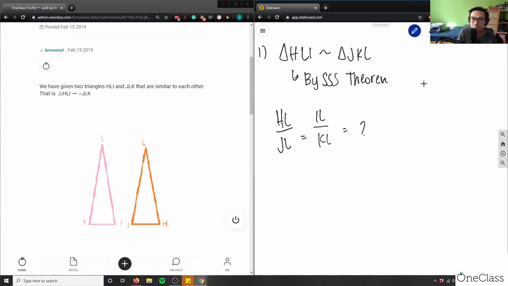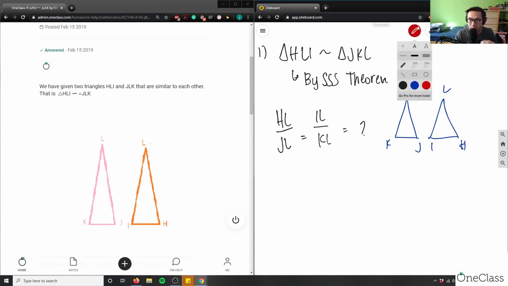I'm going to do this in blue. So I have a triangle like this, and a triangle like this. This is K, J, L, and this is L, I, and H. So you have your triangle here. Let me denote this in red. It says HL, from this point to this point, is proportional to JL, which is great. And IL, from here to here, is similar to KL.